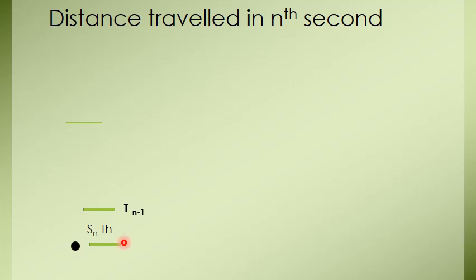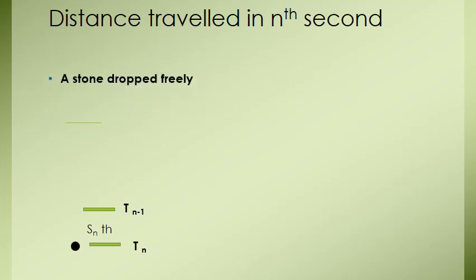Suppose this is the distance traveled in n seconds, and this is the distance traveled in n minus 1 seconds. That means here t is equal to n minus 1, and here t is equal to n. So if I ask you to calculate the distance traveled in the last second, or nth second, how can you get the equation? Now you learn from here. So what have you taken? You have taken a body falling freely.